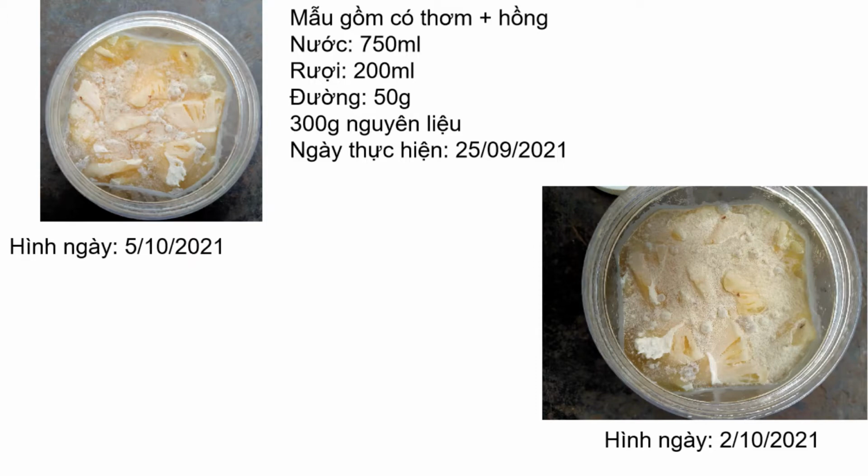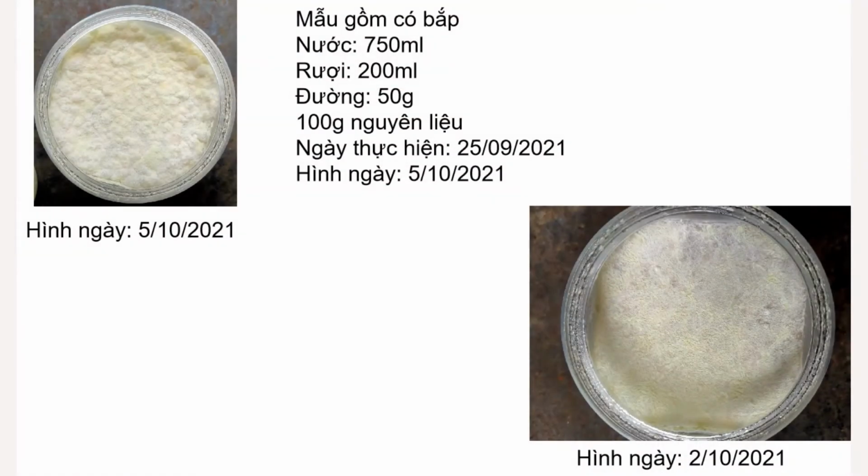Figures on October 2nd and October 5th began to appear due to infection with pseudofilamentous yeast and bacillus bacteria. Sample includes 100 grams of raw materials: corn, 750 ml water, 200 ml wine, 50 grams sugar. Implementation date is September 25, 2021.